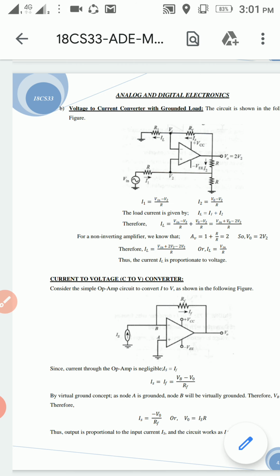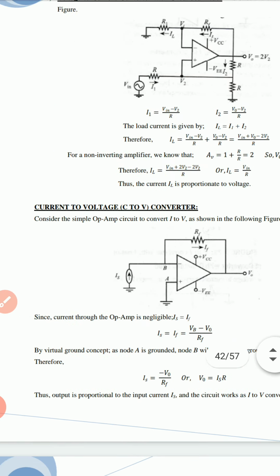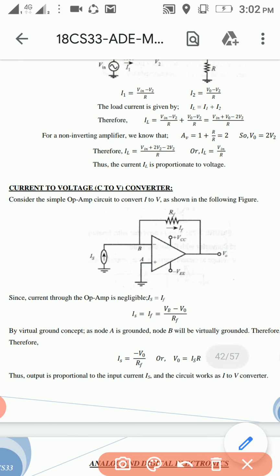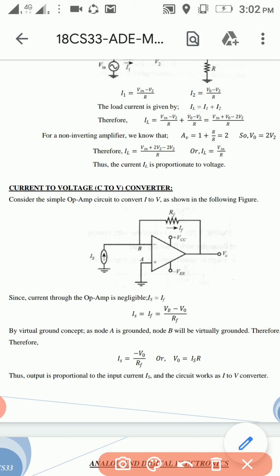For this, see here the difference. Current to voltage means the input supply you are giving here is current, input current you are giving to the operational amplifier, right? So what I need to find out is the current at that particular point. See here, I is equal to what? I am giving the current to the input supply, right? So that is equal to, at this particular point, VB minus V naught divided by RF. This is the difference between the voltages: VB minus V naught divided by RF.